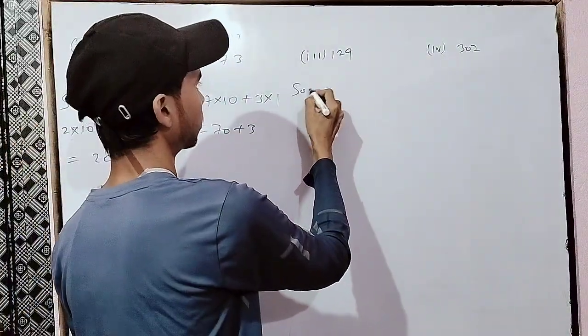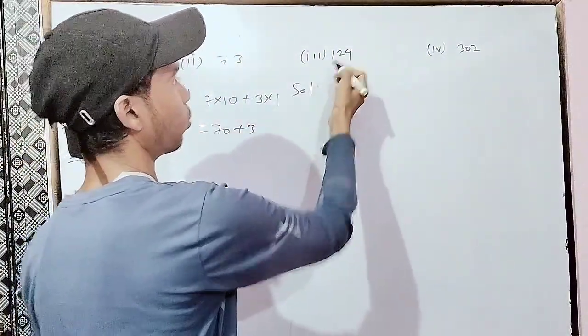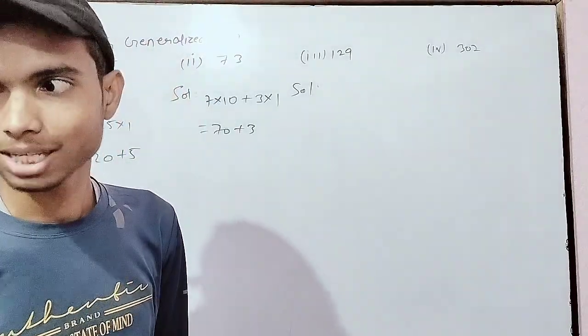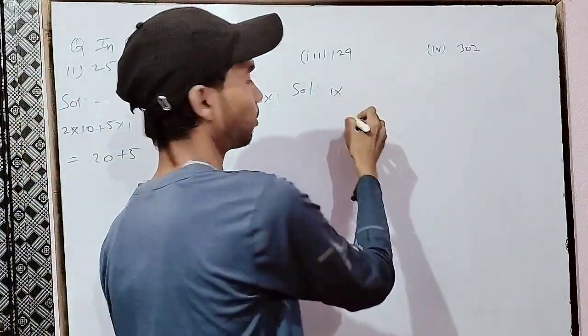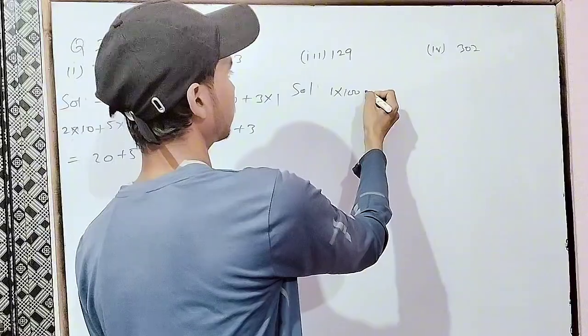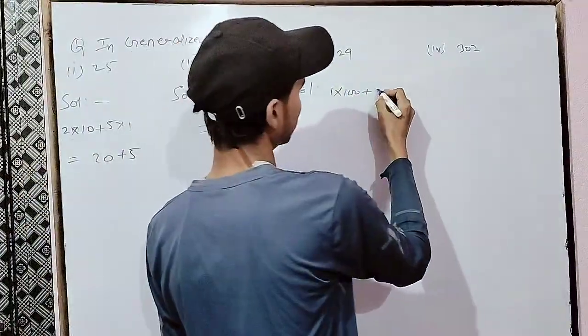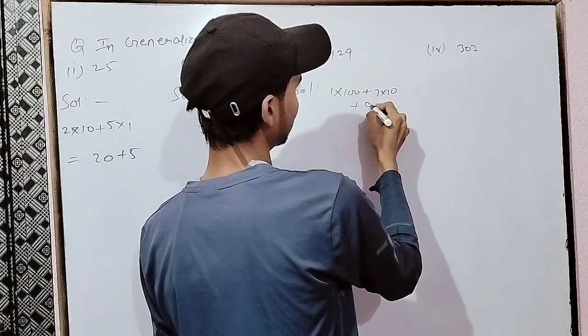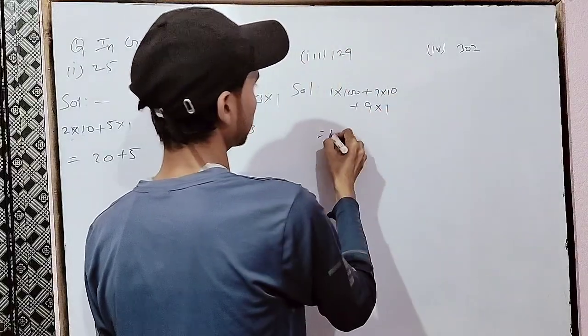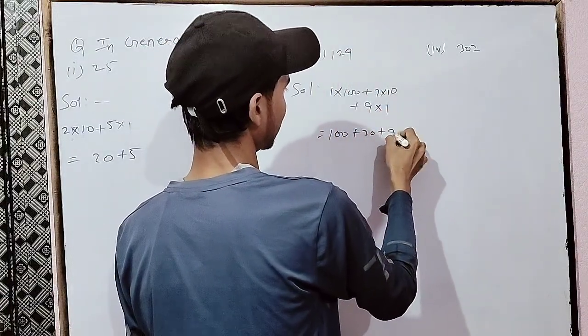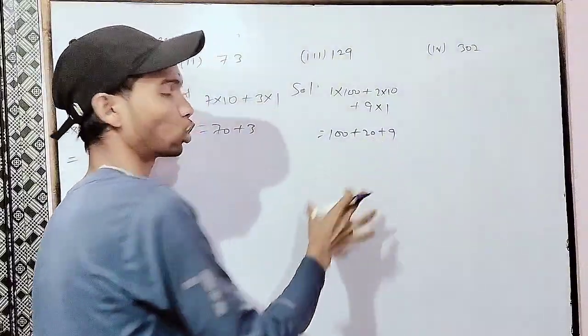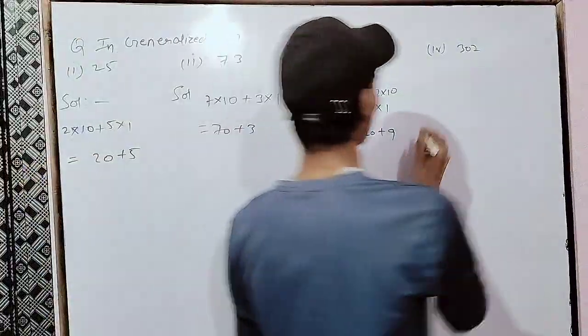Similar here. 1 is at the 100 place, that's why 1 will be multiplied by 100. And again 2 is at the 10 place, 2 multiplied by 10. Then 9 is at the ones place. 100 plus 20 plus 9. After adding this together, it will become 129.